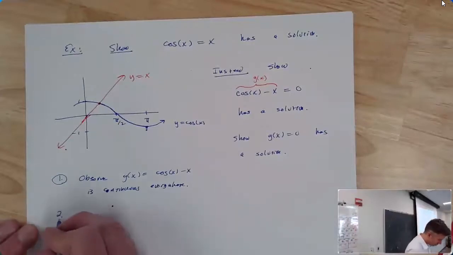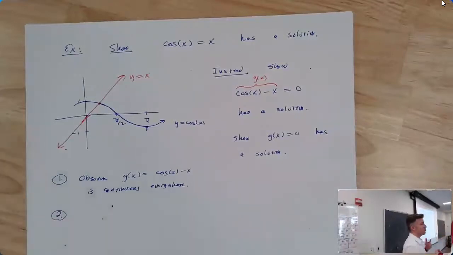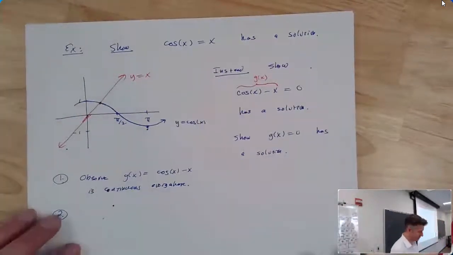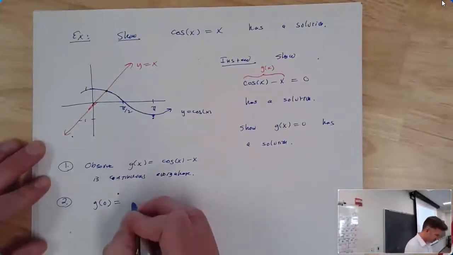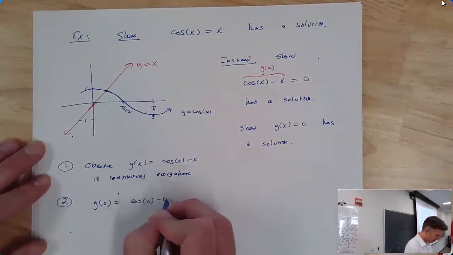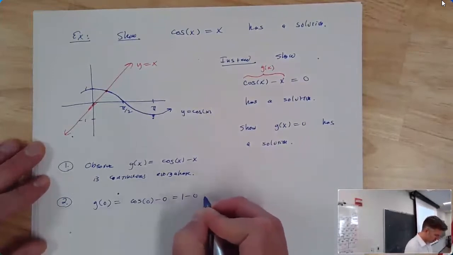Thing two, we want to find two values where one is positive and one is negative. I'm almost always going to start with 0 if I can. 0 is an easy thing to plug in typically. So if I plug in 0, g of 0 is going to be cosine of 0 minus 0, which is 1 minus 0.